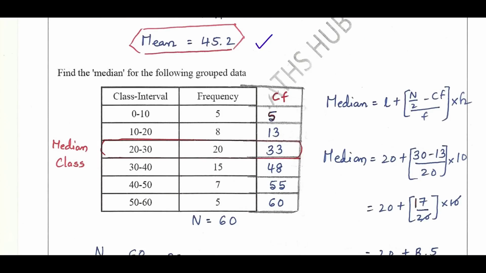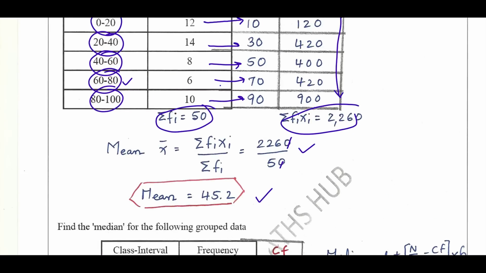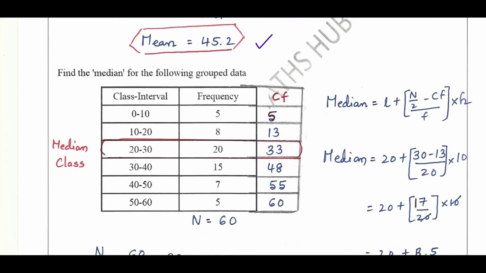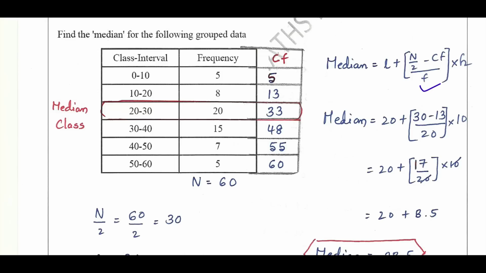Find the median for the group data. Dear students, in the annual examination, out of mean, median and mode, any two will be asked in the OR option. Median of group data is given by median equals L plus n by 2 minus CF by F into H. Now the first step is to find the value of n and divide it by 2, we get 30.